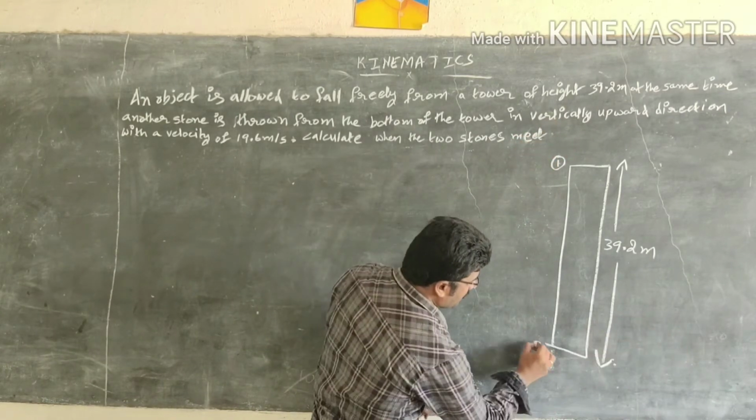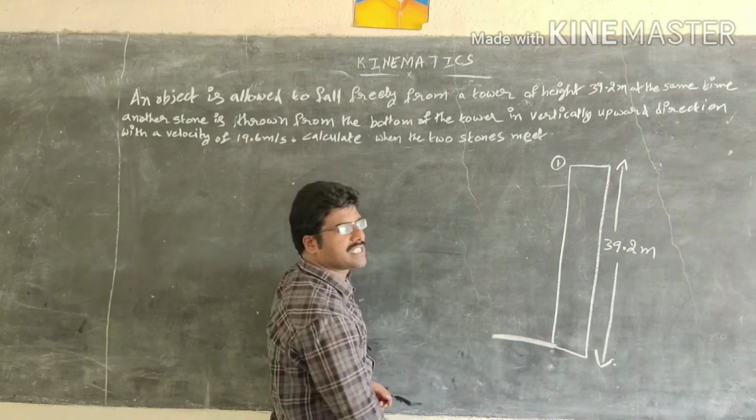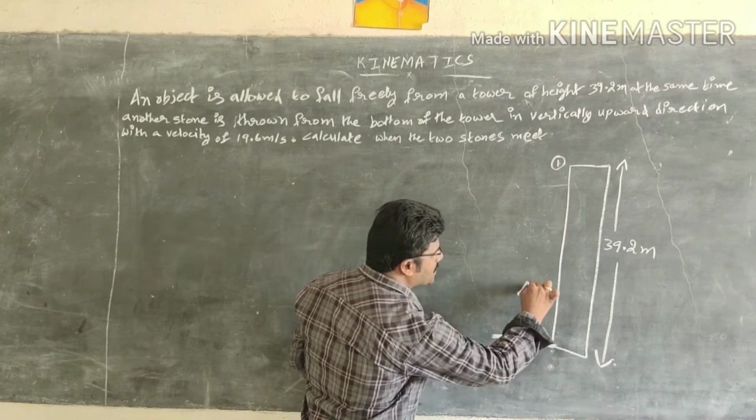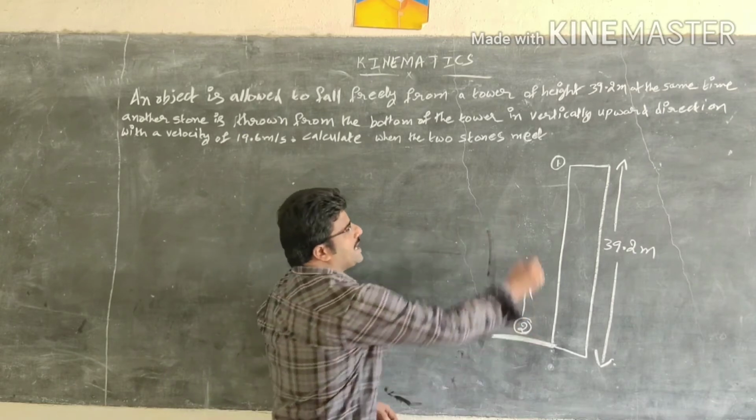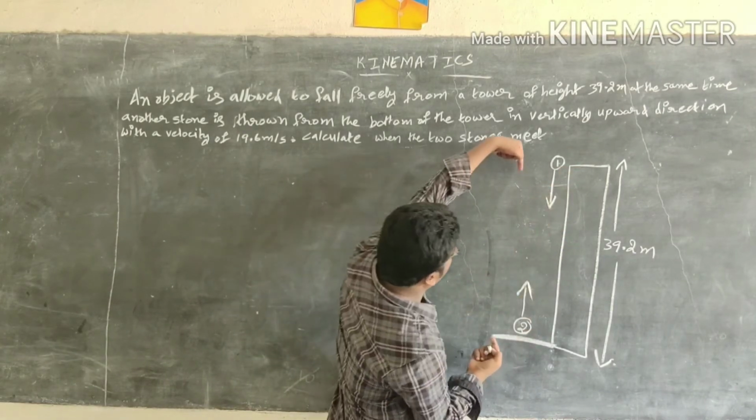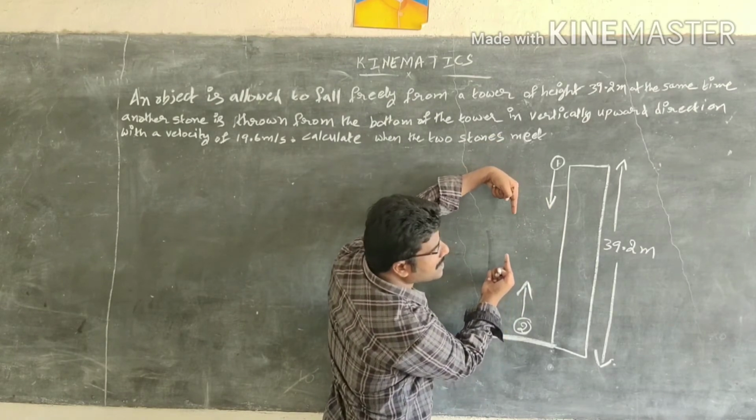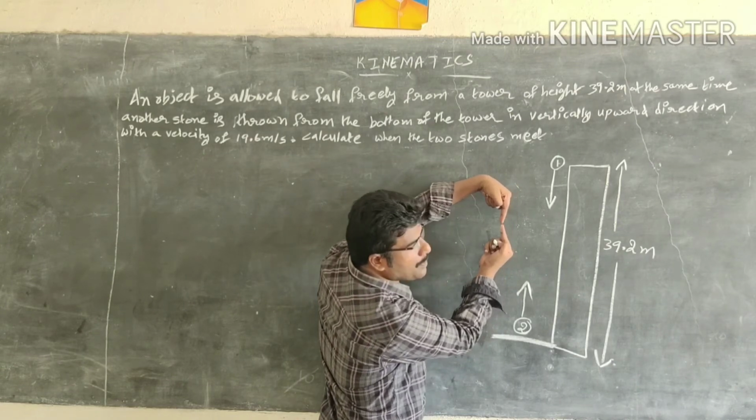At the same time, from the foot of the tower, that is from the ground surface, another stone is projected vertically upwards. That means this stone moves in the upward direction, whereas the first stone moves in the downward direction. So one is going to move like this and another one is going to move like this. After some time they are going to meet at one point.